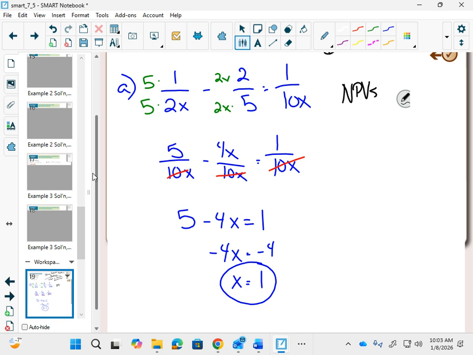Now, next time I'm going to do this right away. What is our non-permissible value or values in this question? What can x not be? 0. Because we have to check our answer with the non-permissible values. This one checks out. It's not 0, it's fine. We're done. But sometimes an answer might appear that was one of our non-permissible values. We have to be careful for that.